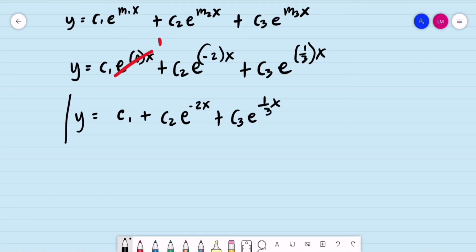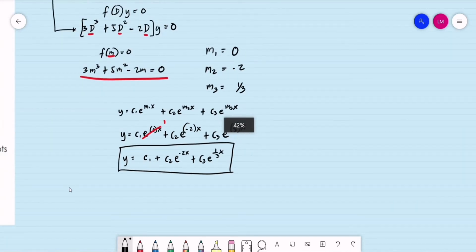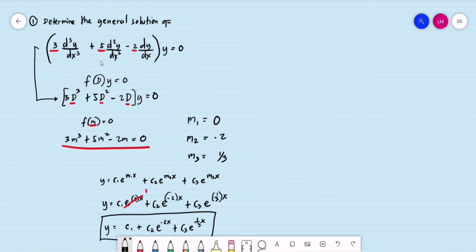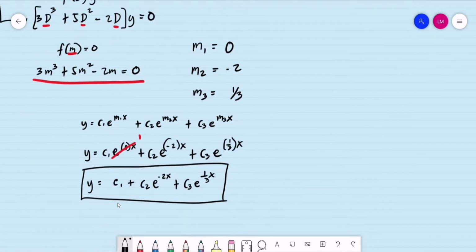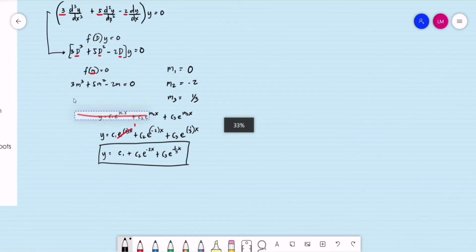So this will be the general solution of our first example. The general solution of this linear homogeneous differential equation is y equal to c1 plus c2 multiplied by e raised to negative 2x plus c sub 3 e raised to 1/3 of x. So that will be our first example.